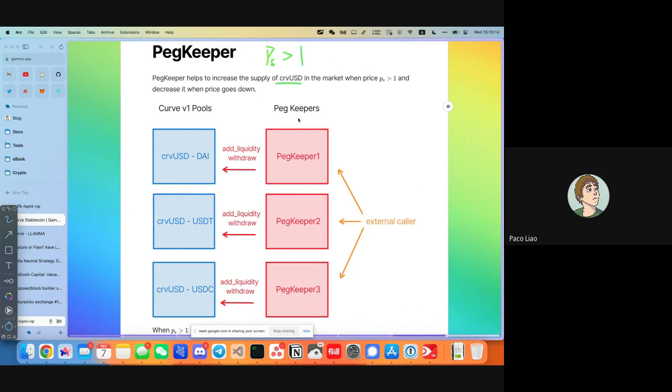not enough, because it's too little. People would like to buy Curve USD, causing the price to be greater than 1. The peg keepers will help to decrease the price. So they will mint.